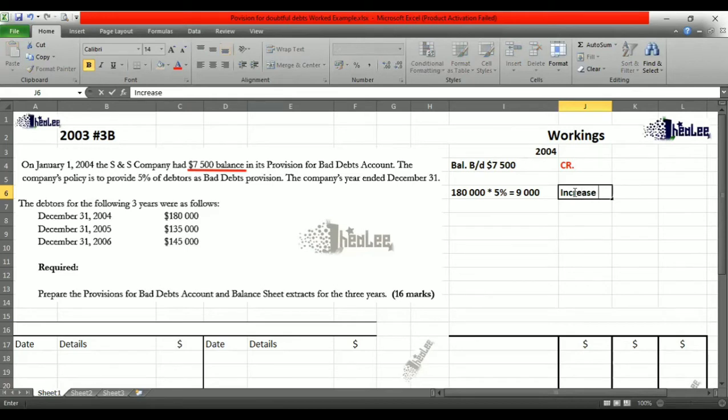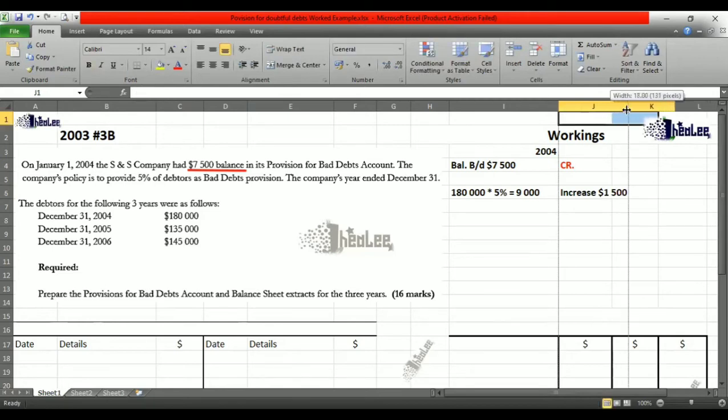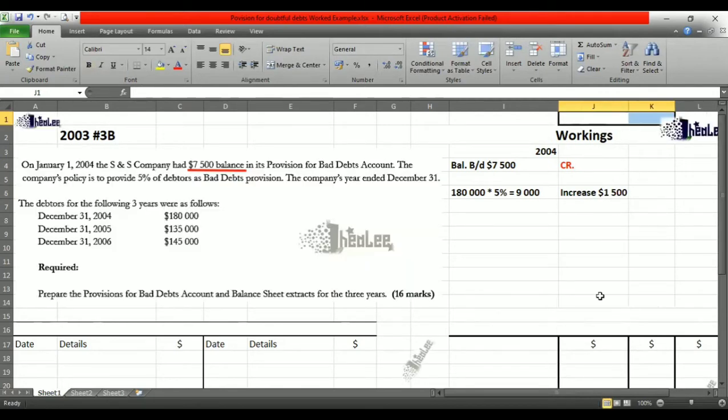of the difference between the 7,500 and the 9,000, which is $1,500. Now, what are we going to do with this increase? Where there's an increase in your provision for doubtful debts, that will be a credit entry in your provision for doubtful debts account. So remember, the increase is credited to your provision for doubtful debts account.